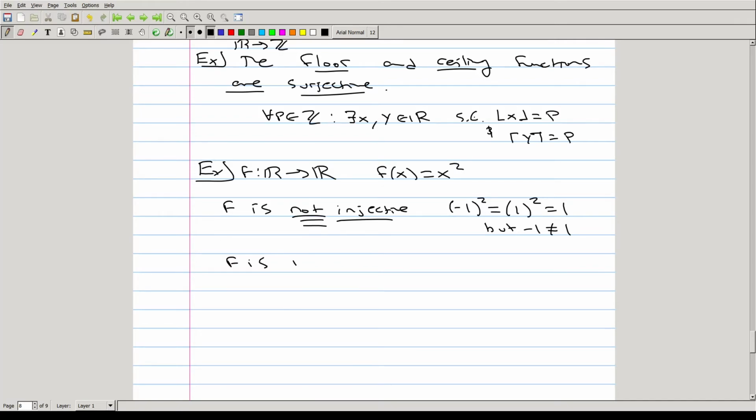F is also not surjective. Because there exists no real number x such that x squared is equal to negative 1. Okay, so negative 1 is in the codomain. However, there exists no real number such that the value of the function is equal to that number.